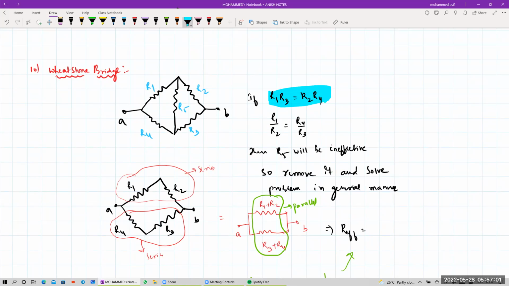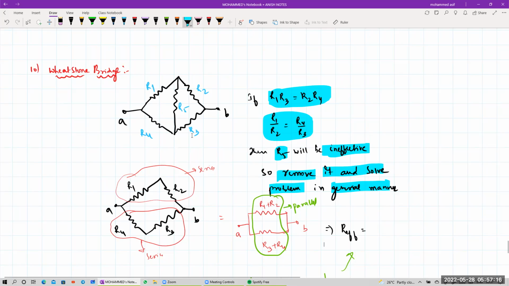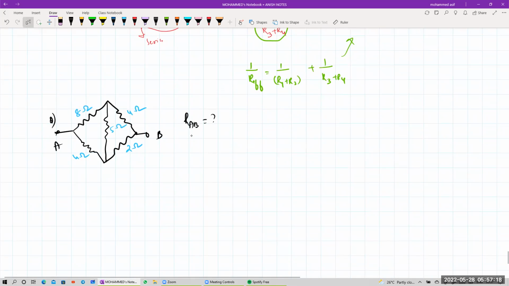If R1 by R2 is equal to R4 by R3, then R5 will be what? Ineffective. Okay, understood. So we can remove it and solve the problem in the general manner. 8 by 4. Balance condition. If it is a balanced condition, this can be redrawn like this. 8 plus 4 is 12. This will be 12.